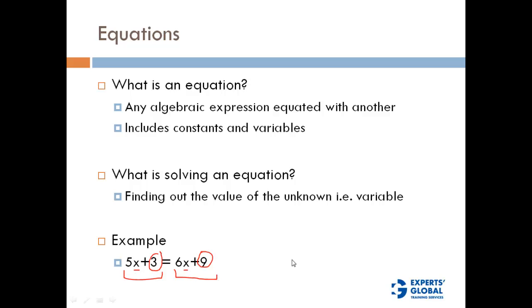5x plus 3 is one algebraic expression, 6x plus 9 is another algebraic expression, and we are equating them with an equal to sign, right? So this is what we can call an equation, and solving that equation is basically finding the value of x for which 5x plus 3 is going to be equal to 6x plus 9.